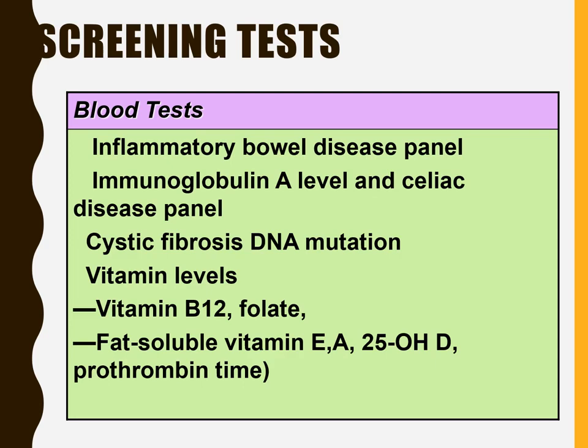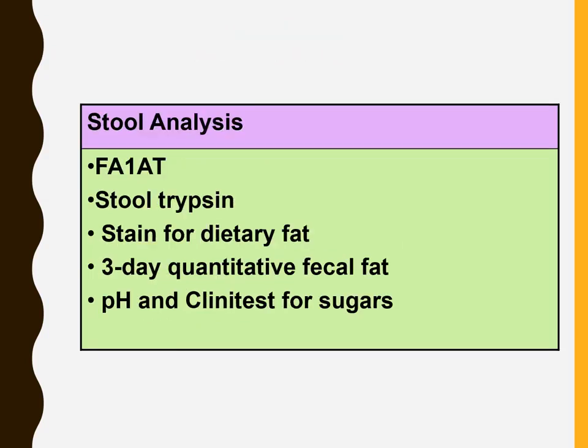Celiac screen, including the TTG or anti-endomysial and the IgA level if you are suspecting that the patient has celiac disease. Cystic fibrosis DNA mutation, because we are talking here about blood tests, although you know that for cystic fibrosis the most reliable test is doing sweat chloride on those patients. Vitamin levels, if you can do, especially vitamin D, for example, B12 and folate, fat-soluble vitamins, prothrombin if you are suspecting vitamin K deficiency.